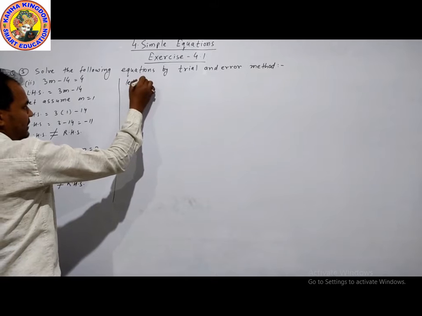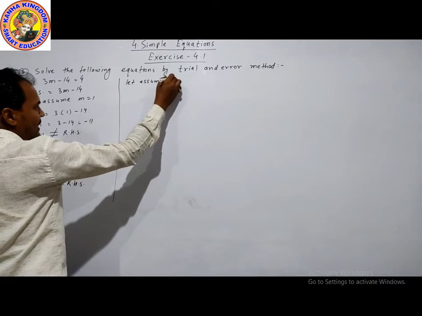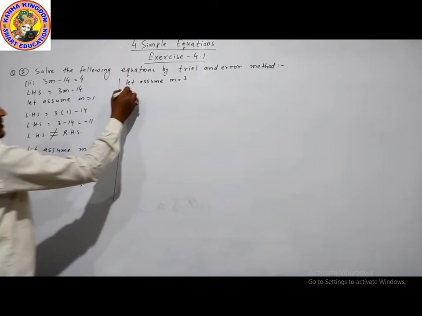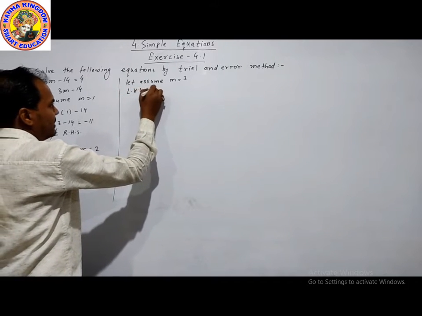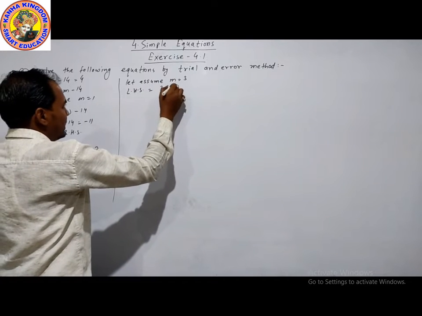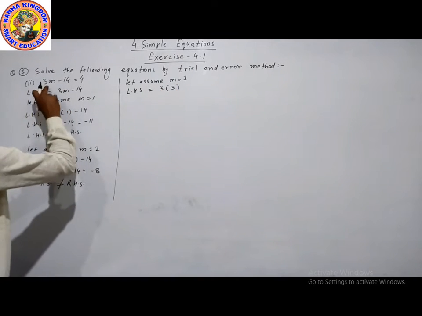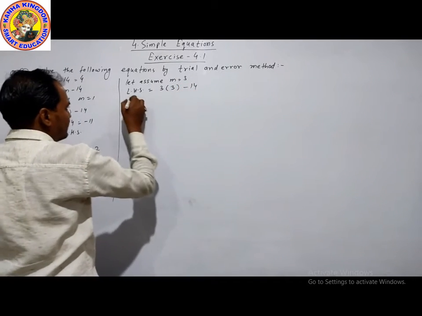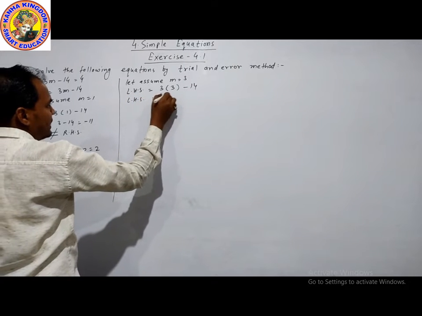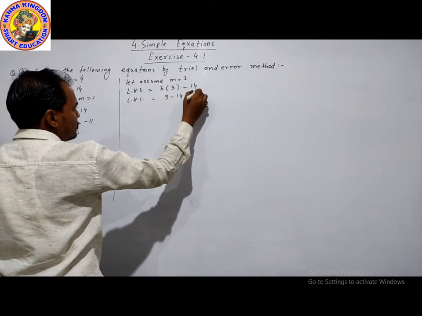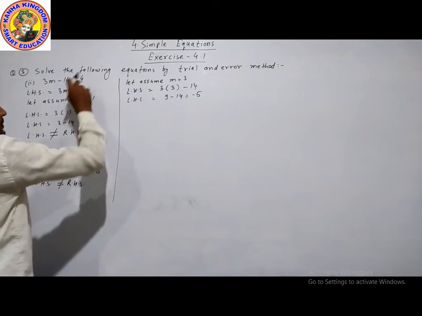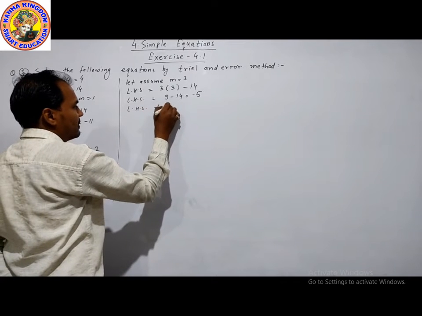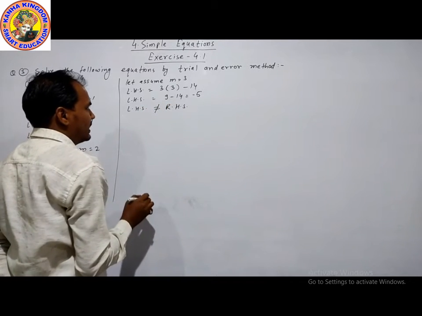Then let us assume the next value of m is 3. Now left hand side is 3m minus 14. The value of m is 3, so 3 into 3 minus 14. Left hand side is 9 minus 14. Answer is minus 5. Minus 5 and 4 are not equal. Left hand side is not equal to right hand side.